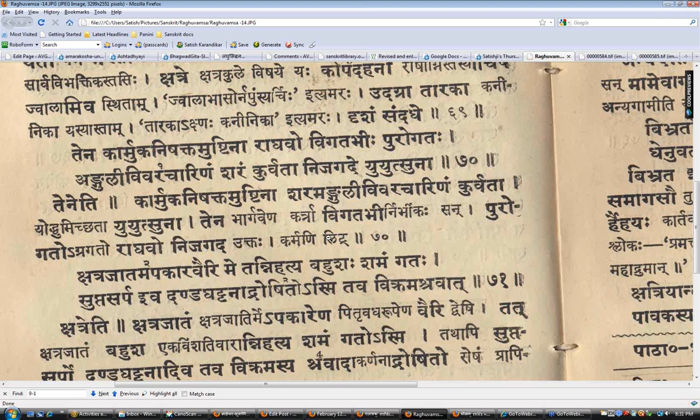Raghavaha Sri Ramaha is Bhargavena Uktaha. He was addressed by Bhargavaha. Now Bhargavaha has some adjectives. What are they? Let's take them one by one. You want to try to find some of these? Karmuka Nishakta Mushtina. Karmuka Nishakta Mushtina.